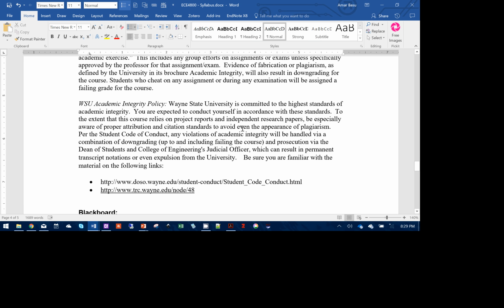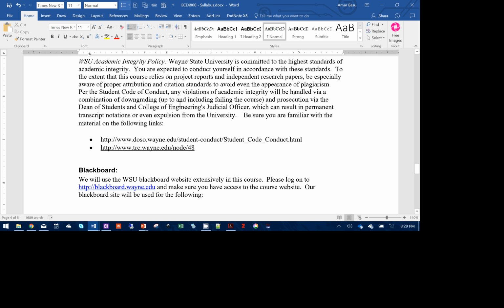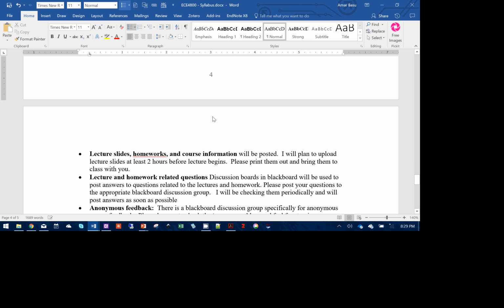There's some information about the academic integrity policy at Wayne State. You can read about that online. Most of you are familiar with it already.